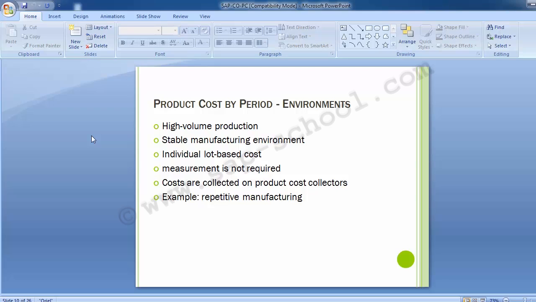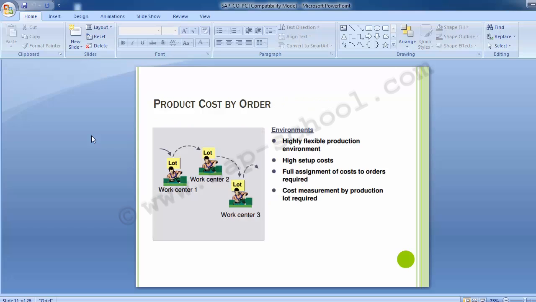So product cost by period is used in a repetitive kind of manufacturing, where the costing is to be done on the basis of the data which has been collected over a period of time. Moving to the next, product cost by order.